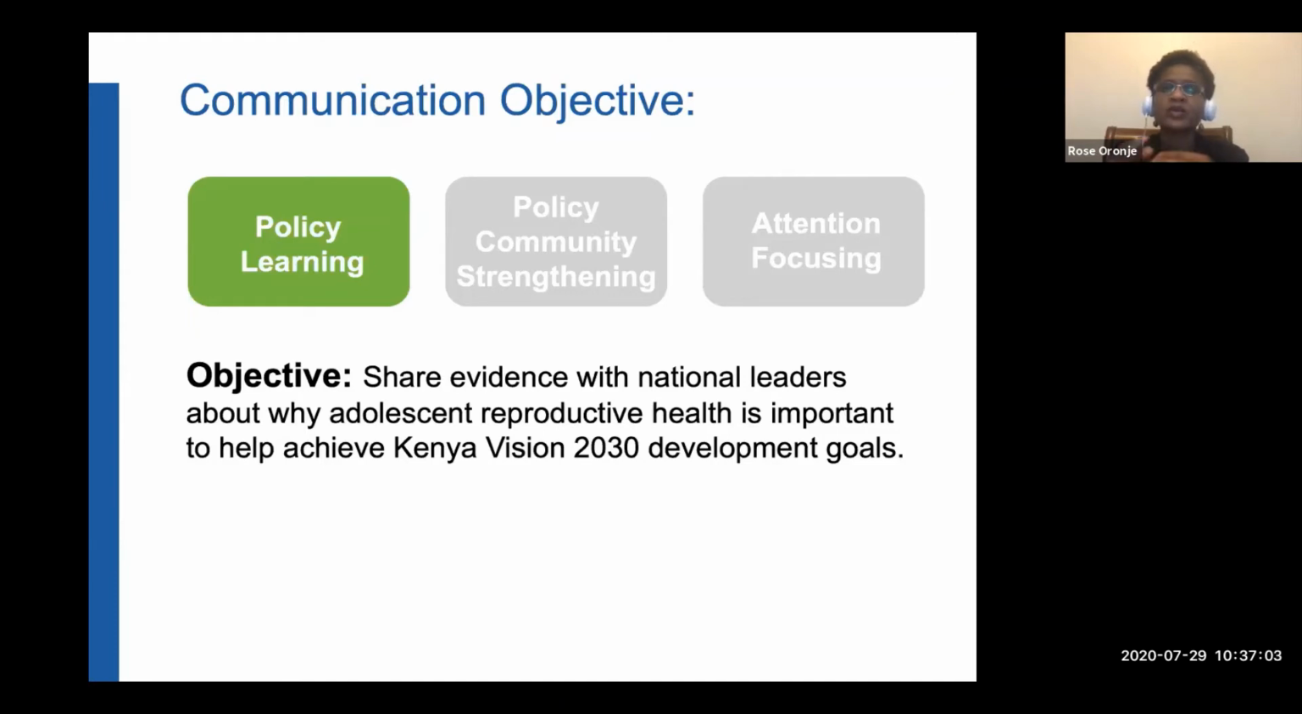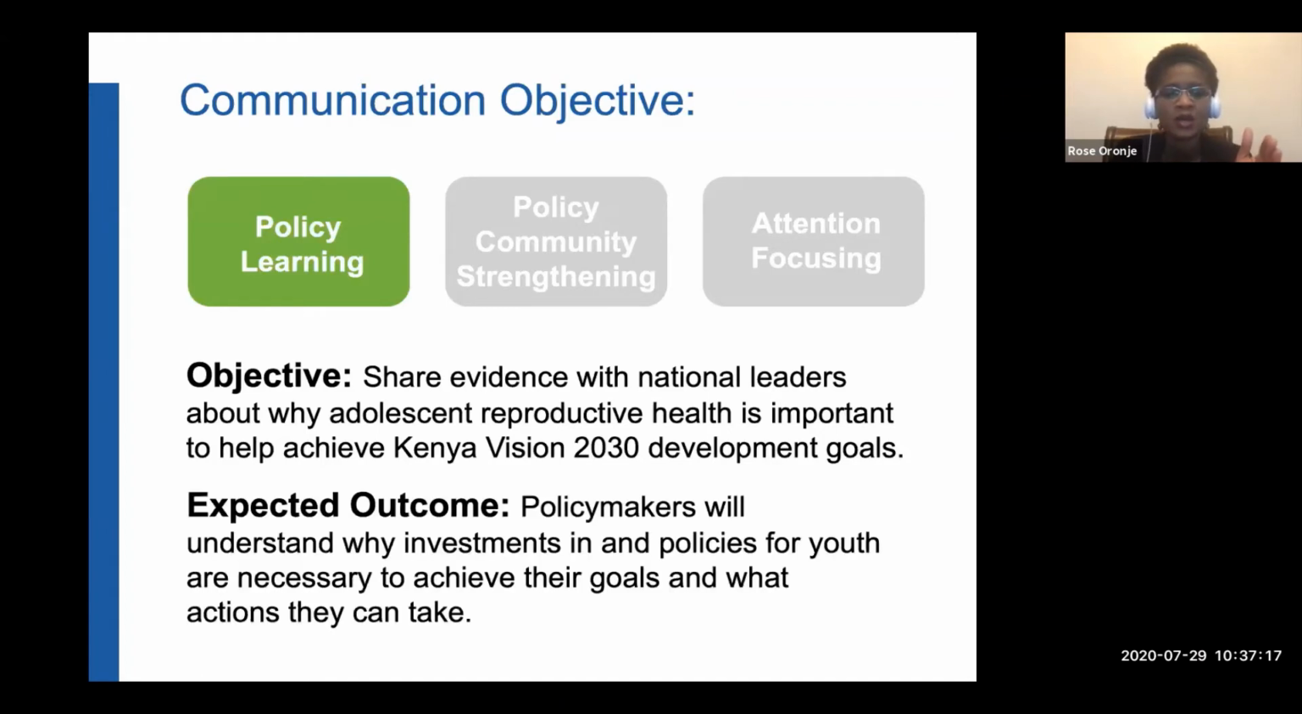Here you are constantly sharing new evidence, maybe about implications, new evidence about bigger goals. And so you're ensuring that you are constantly enabling sustained policy learning for that specific issue. Of course, the expected outcome here will be that policymakers have a better understanding of why investments in policies for youth are necessary for them to achieve their bigger strategic goals, which is often something important for top policymakers to achieve.